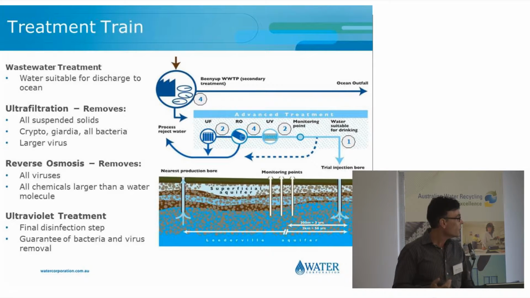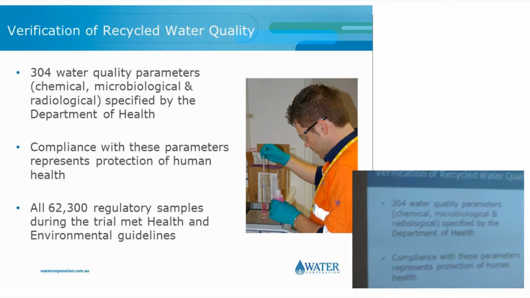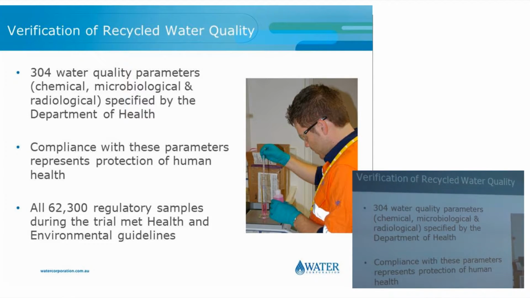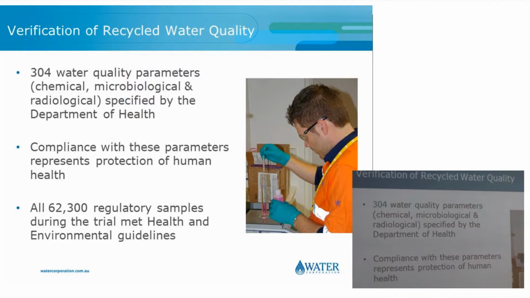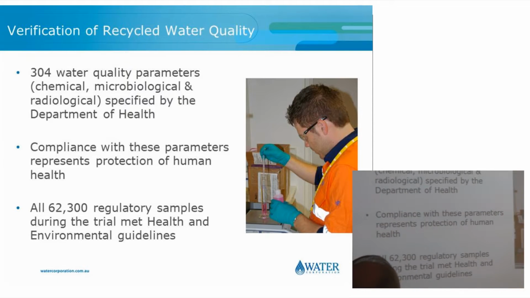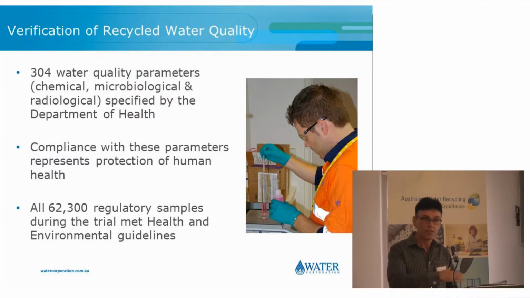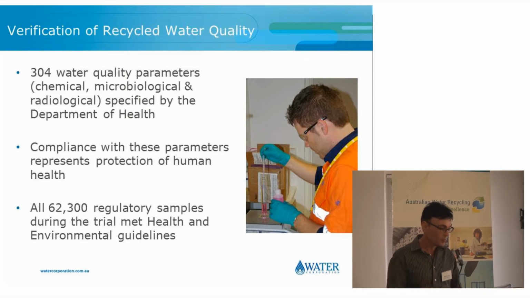Once the water is injected into the ground, of course you're going to need to take samples to verify that all is safe. In terms of verification of your recycled water quality, just to walk you through some of the numbers: we took 11,974 parameters through the treatment process in the advanced water recycling plant, 4,104 parameters or samples from the recycled water, from the treated water storage tank, so that's your regulatory samples, and over 58,000 samples from the bore field. All of these samples met health and environmental guidelines. The cost of the analysis over the 3-year period was 2.7 million.